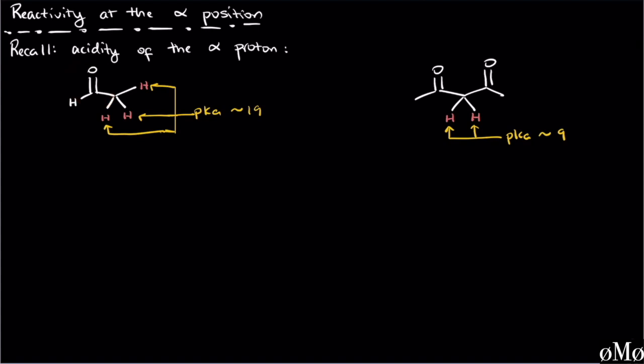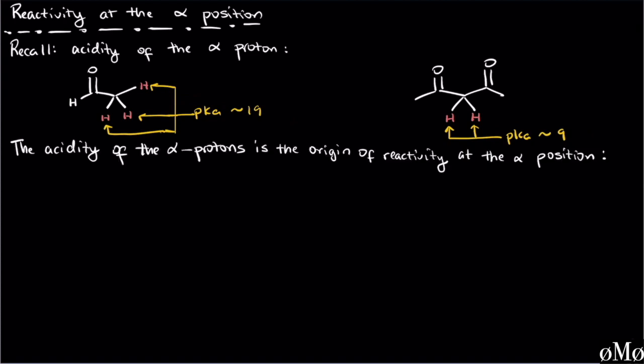It's even more acidic when you have two carbonyl groups separated by one carbon: the protons in between have a pKa closer to 9. That is 10 orders of magnitude more acidic than the case where you have just one neighboring carbonyl group. So this proton is relatively acidic compared to other types of protons that are similar in makeup.